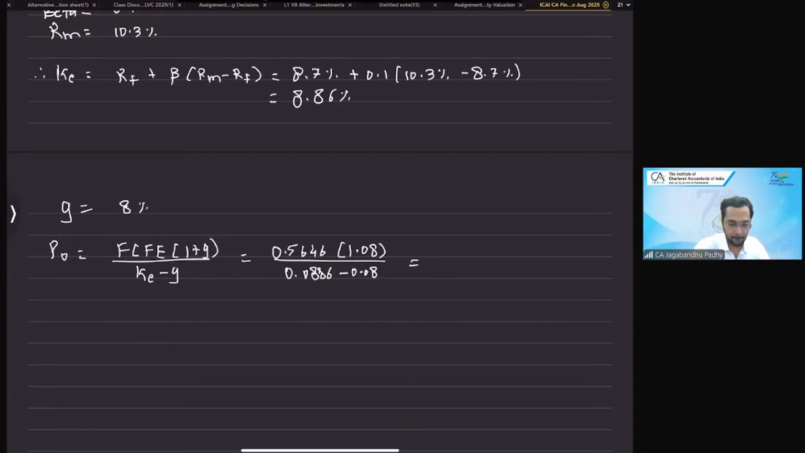So what is the price? The price is $70.90. Right? Are we getting these numbers?